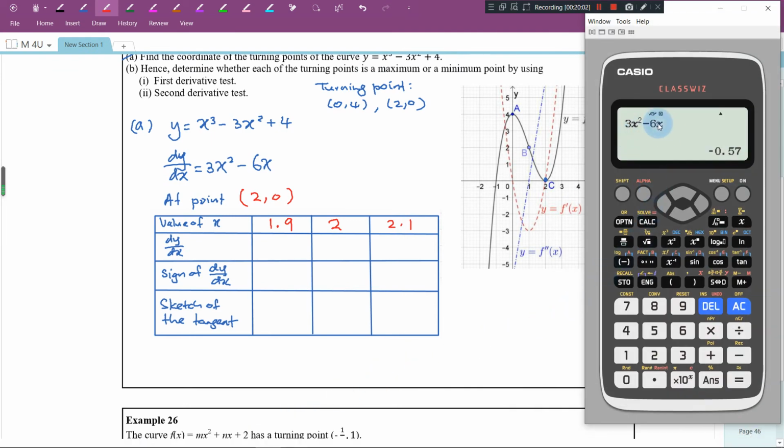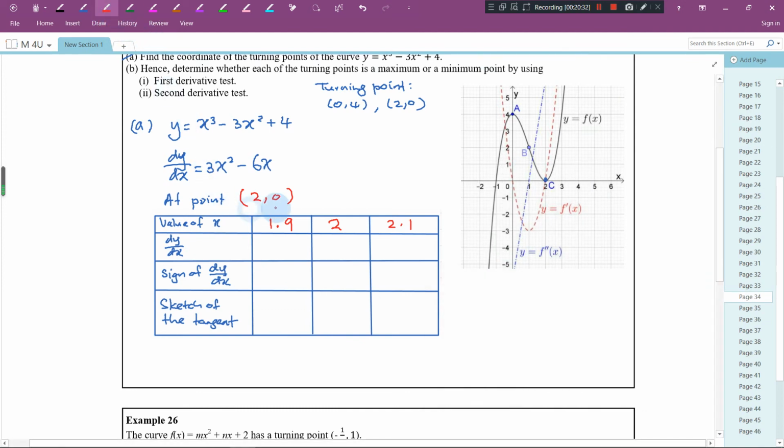The function is still here, so you don't have to key in again. Just press calculate, then 1.9 equal, and you will get negative 0.7. Press calculate. Okay, let's test 2. We should be able to get 0. Then calculate again, press 2.1. Oh, sorry, this is 2.1, equal. Okay, you will get 0.63.